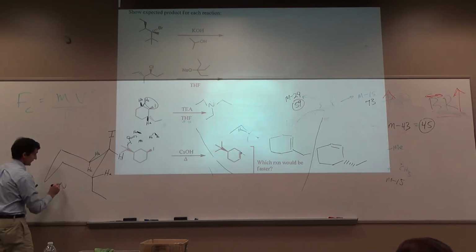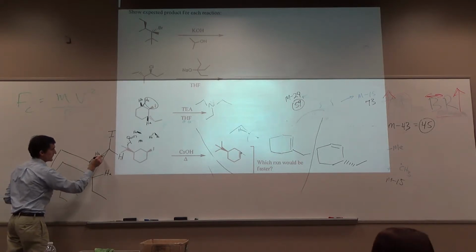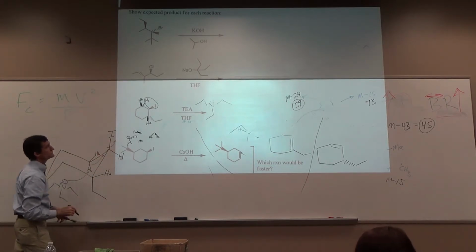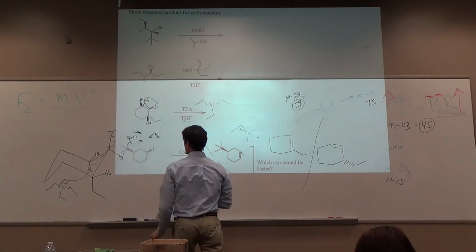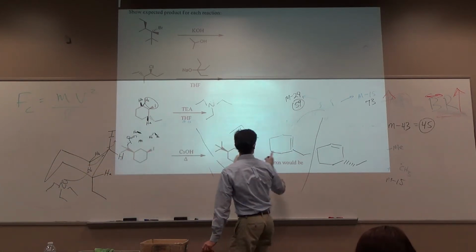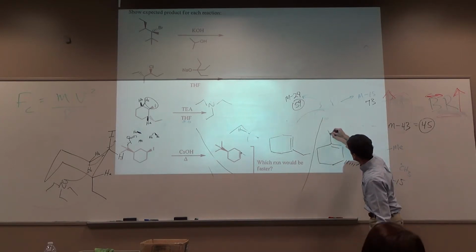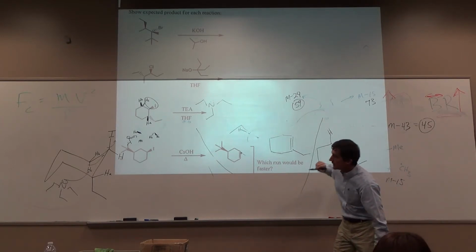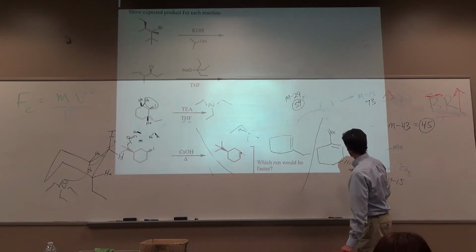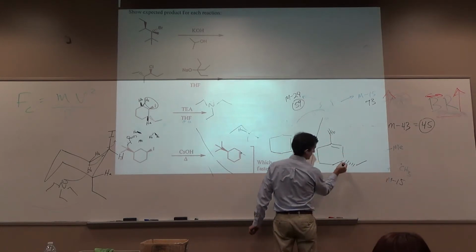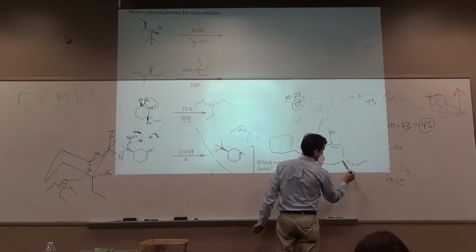And the base, triethylamine, takes this H, these electrons move in, take that off, E2. Well, that's the only H that's anti-coplanar. Which product do you get? You get this one. Which H remains? HB remains. And, of course, there's what here? HA?